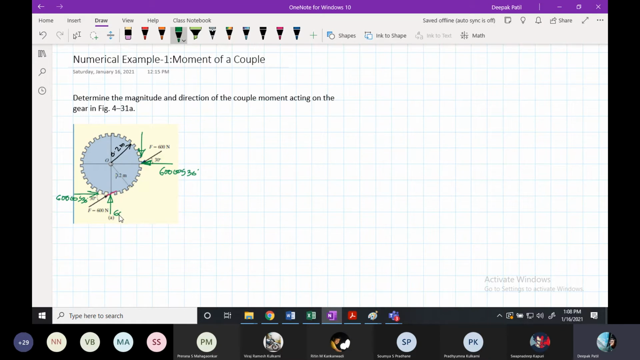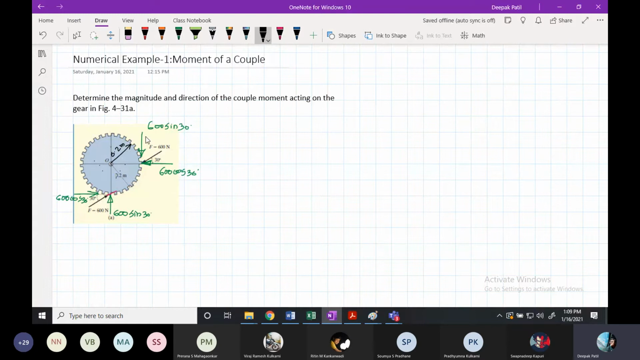This vertical component will be 600 sin 30, and this will also be 600 sin 30. Okay, right. Now let me try to find out the moment of the couples. I want to find the moment at point O, or any point, because I know that the moment of the couple is the same.